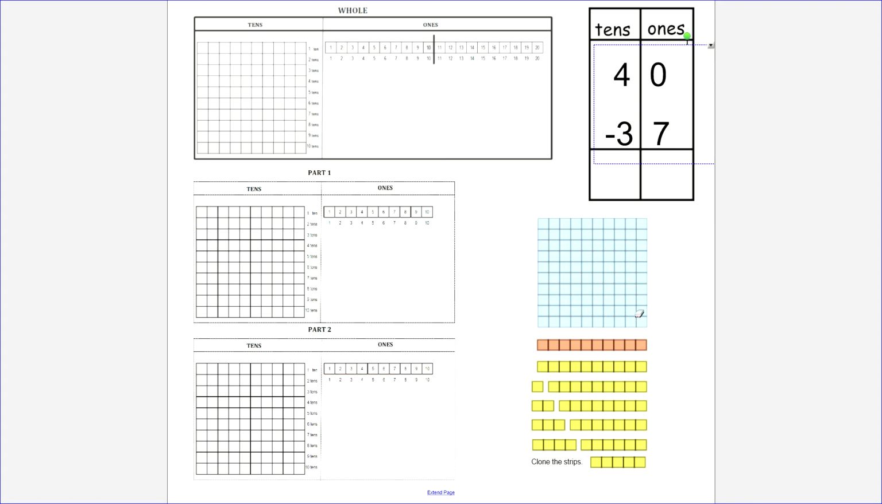Let's go ahead and solve one more together. Let's solve the problem 40 minus 37. Here's the problem, 40 minus 37. I'll start by building my whole, 40. That's 4 tens and no ones. Here is 40, 4 tens and no ones.